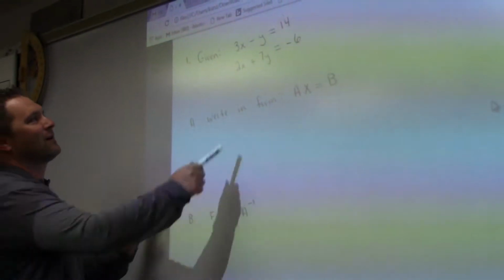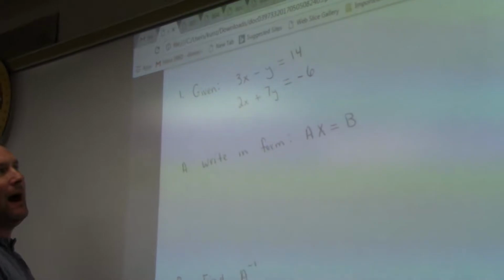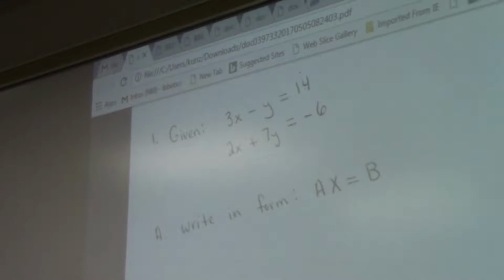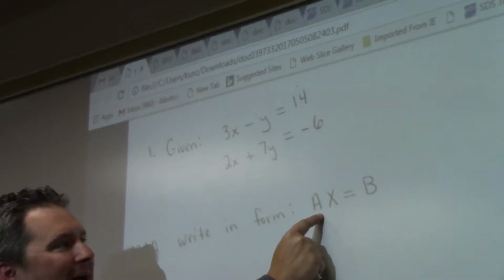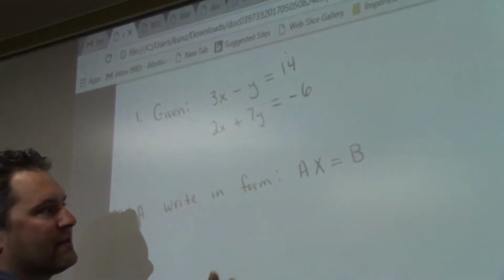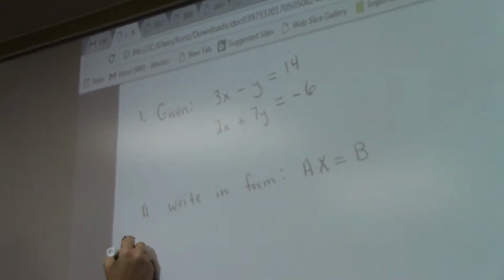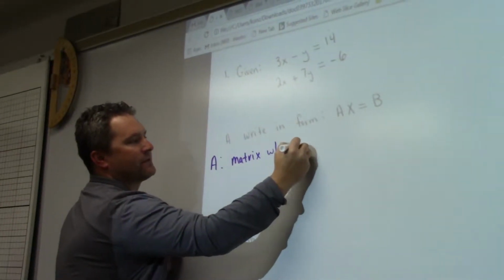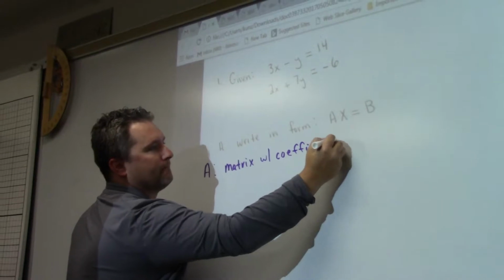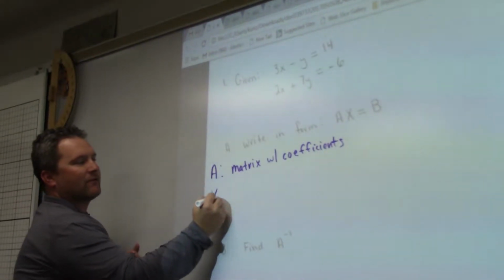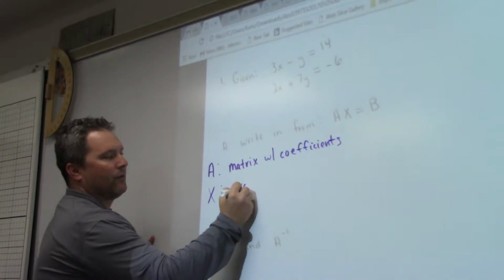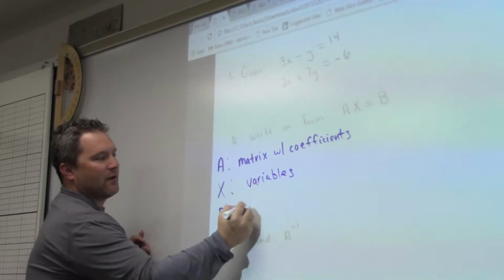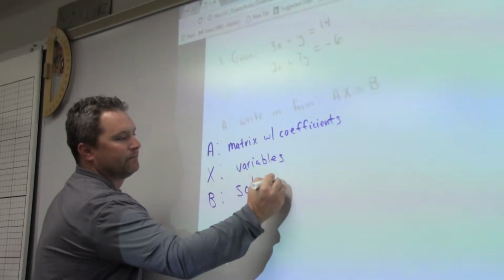Blooper reel. All right, so we're going to solve this equation with the inverse matrix. Let's take this matrix and rewrite it in this form: A times X equals B. So let's talk about what is A. A is going to be the matrix we get with the coefficients. The X matrix is going to be your variables. And the B matrix is going to be your solution to the equations.